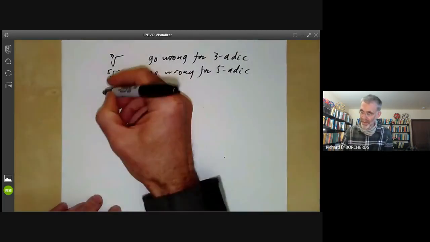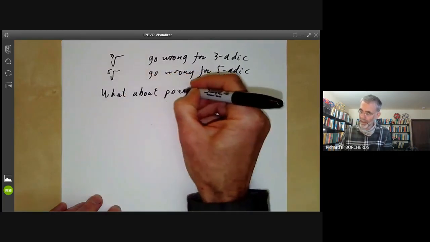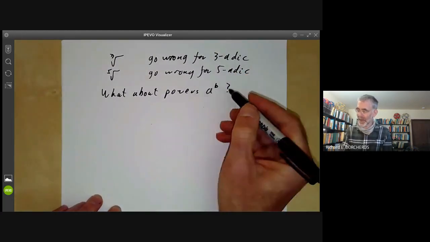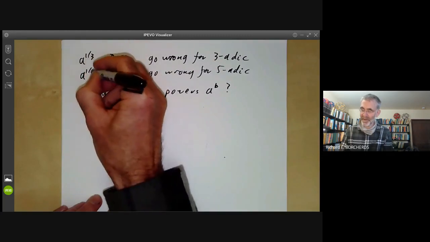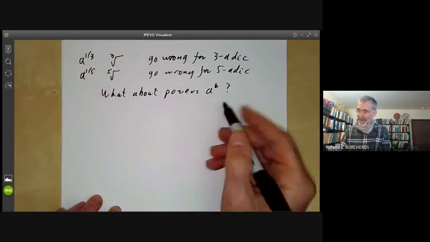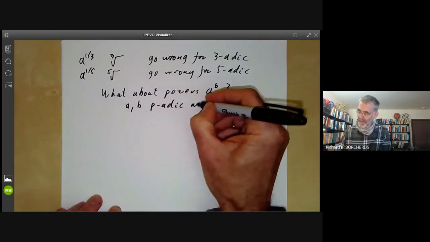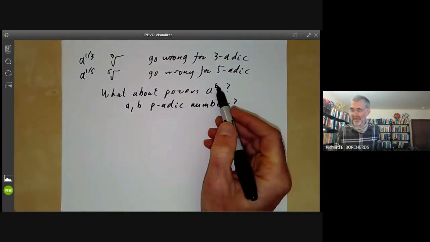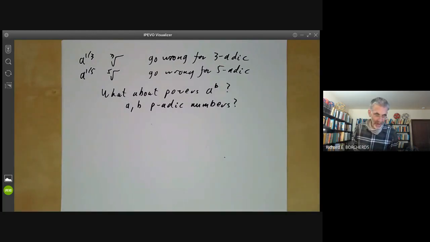Well, what about powers a to the b? So we've been looking at the special cases, square roots and cube roots and fifth roots, which are just a to the 1/2, a to the 1/3 and a to the 1/5. Why don't we look at powers a to the b with a and b p-adic numbers? So instead of saying that b just has to be a half or something, why don't we allow b to be any p-adic number? And there are several ways of doing this.